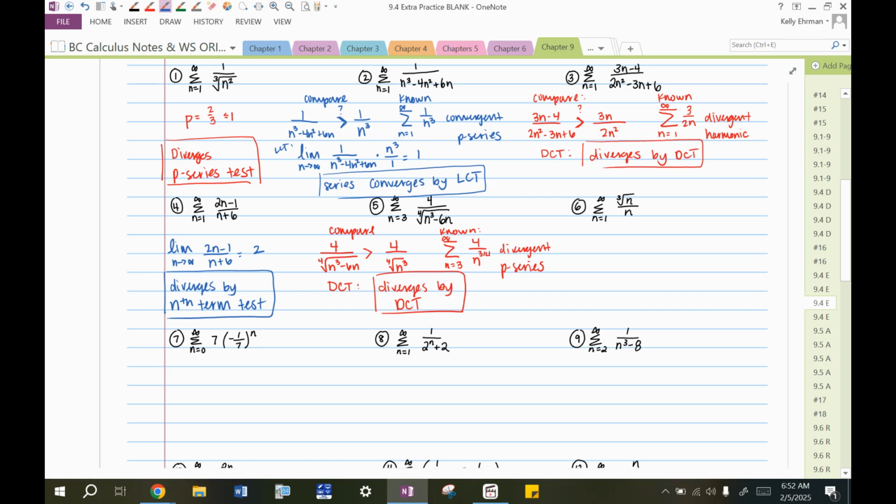For number 6, we can simplify this first. Let's do that. They're both powers, they're both base n, so we can subtract their exponents. So this is n to the 1/3 over n to the 1st. So if I subtract that, I get 1 over n to the 2/3 in the denominator, and that's back to number 1. So this diverges, and that's again by the p-series test.